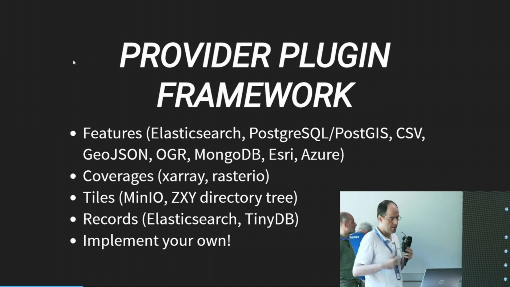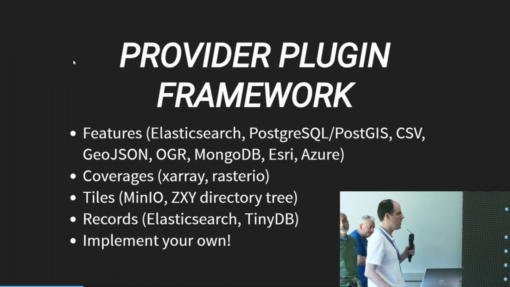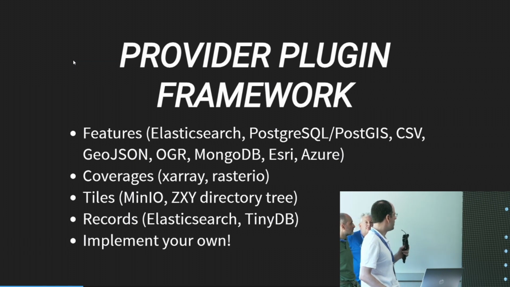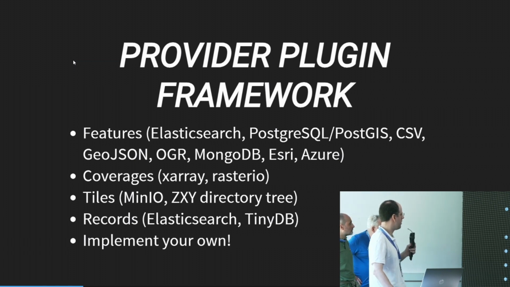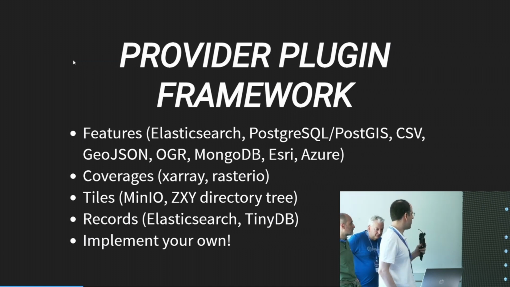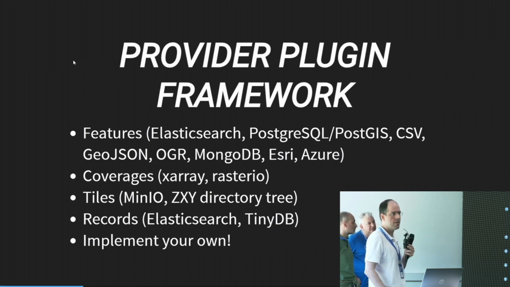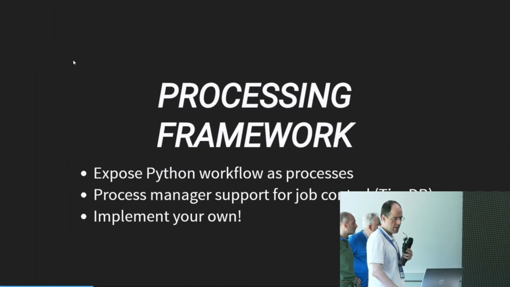For example, as Tom mentioned, for features, we have providers for Elasticsearch, for Postgres and PostGIS. Of course, we can use CSV files, GeoJSON, an OGR backend, and several other feature backends. For coverages, we implement providers for Xarray and Rasterio. And same for tiles, we have MinIO and directory trees. For records, we support Elasticsearch and TinyDB. And of course, you can implement your own backend.